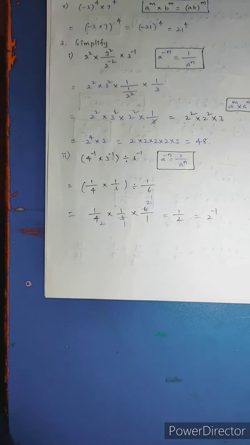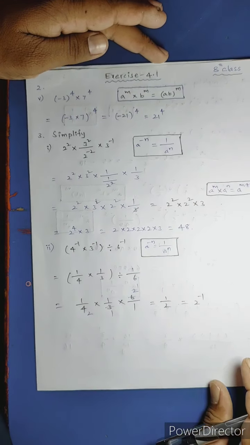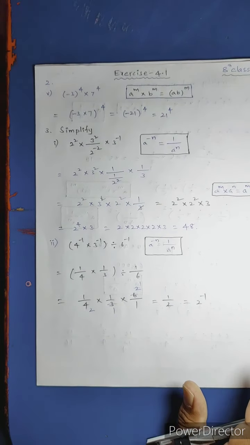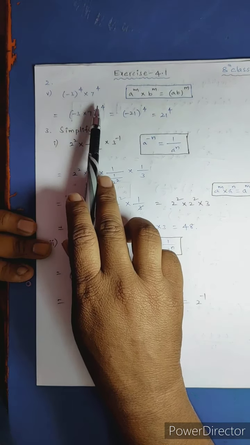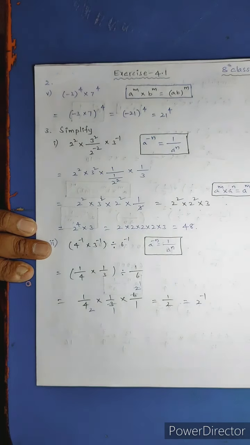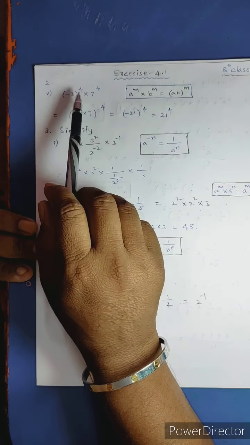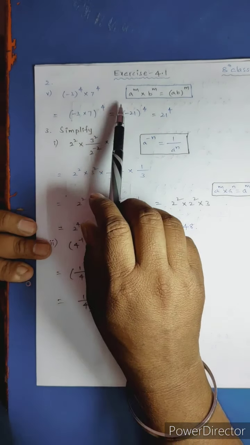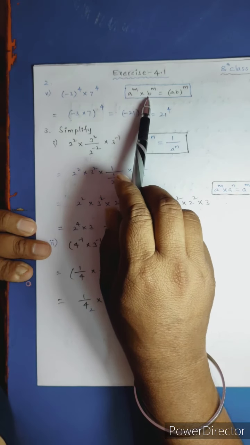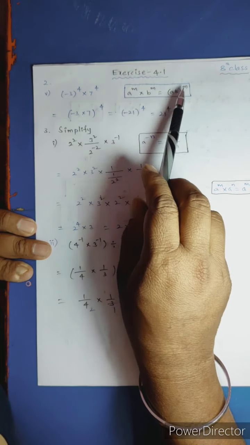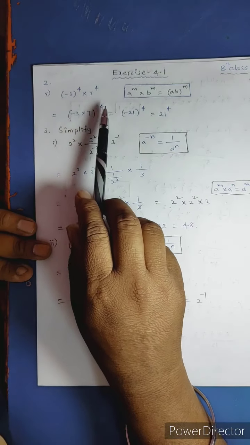Now second section, fifth problem. Minus 3 whole power of 4 into 7 power of 4. These both are different bases but the same exponent. Minus 3, 7 different bases, 4, 4 same exponent. So a power of m into b power of m, same exponents, bases are different. Then we can write the common exponent. So ab whole power of m. Minus 3 into 7 whole power of 4.